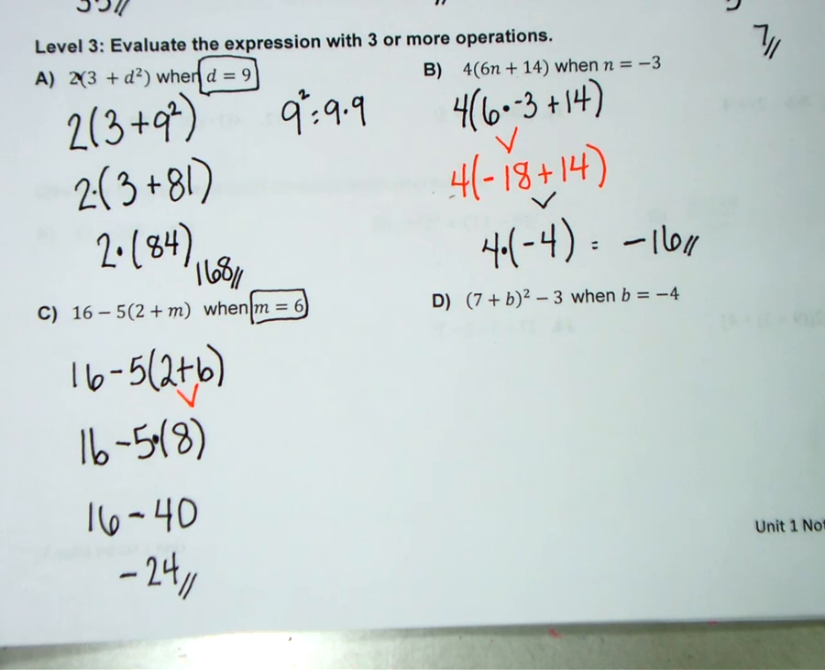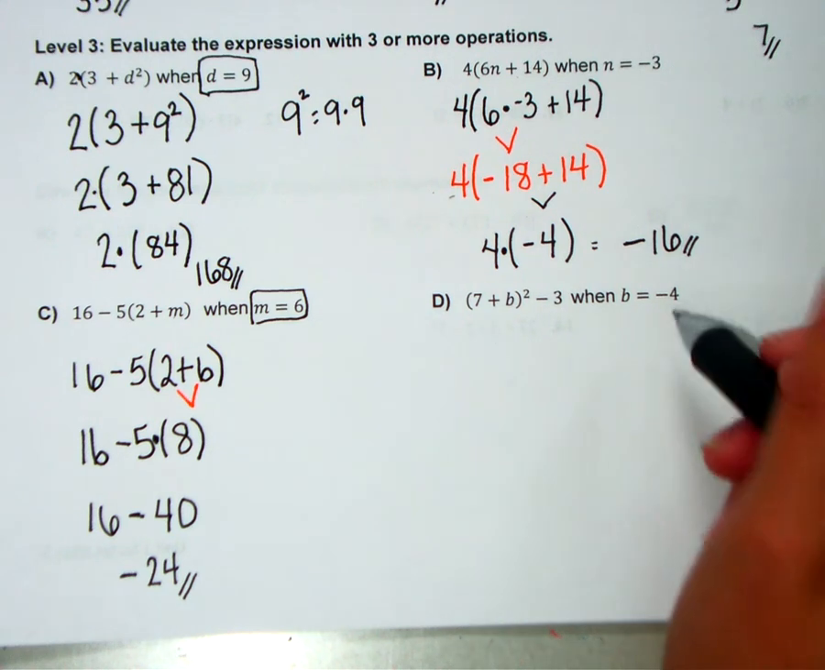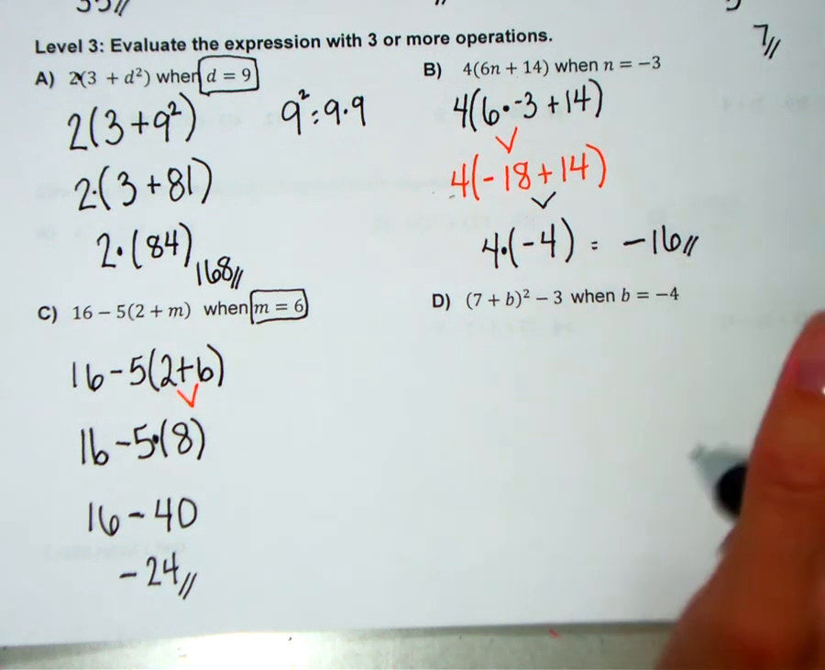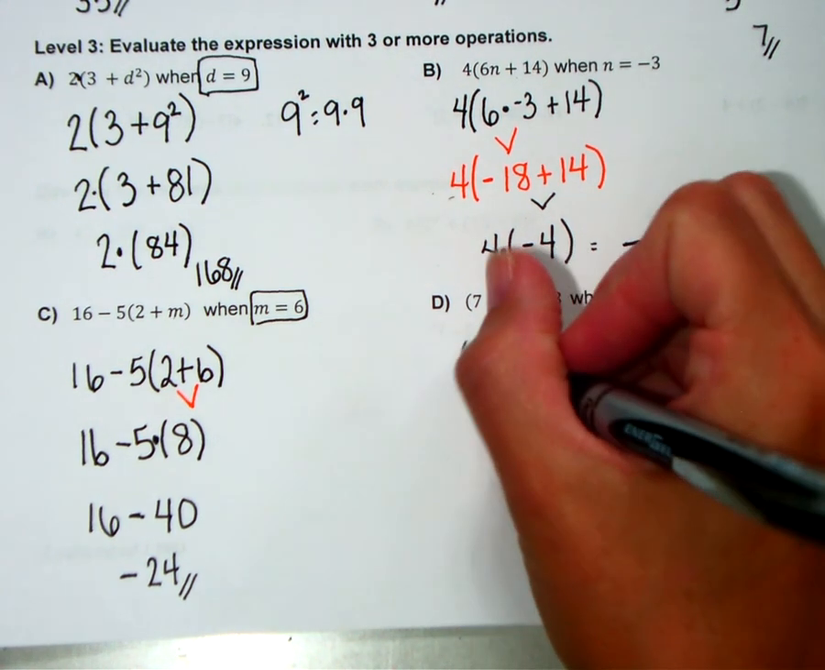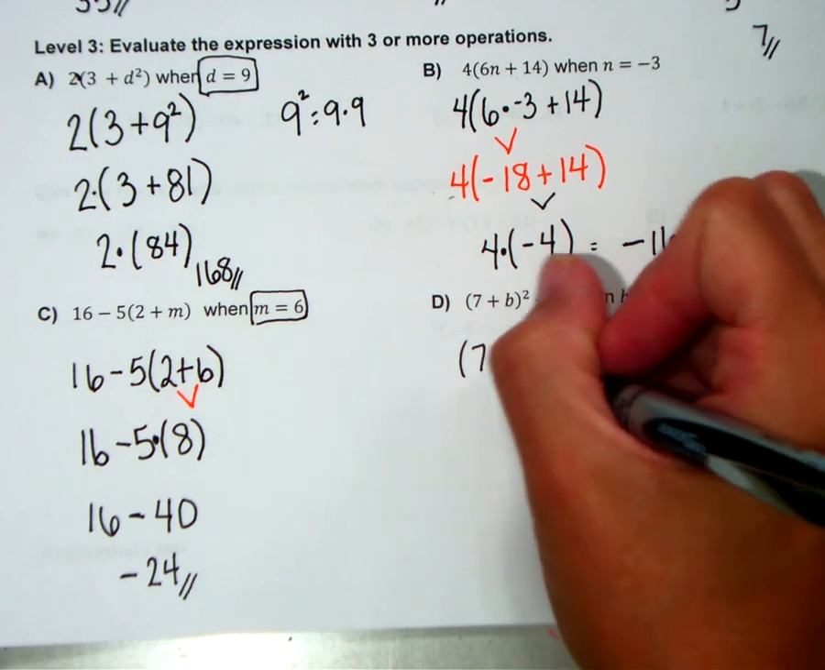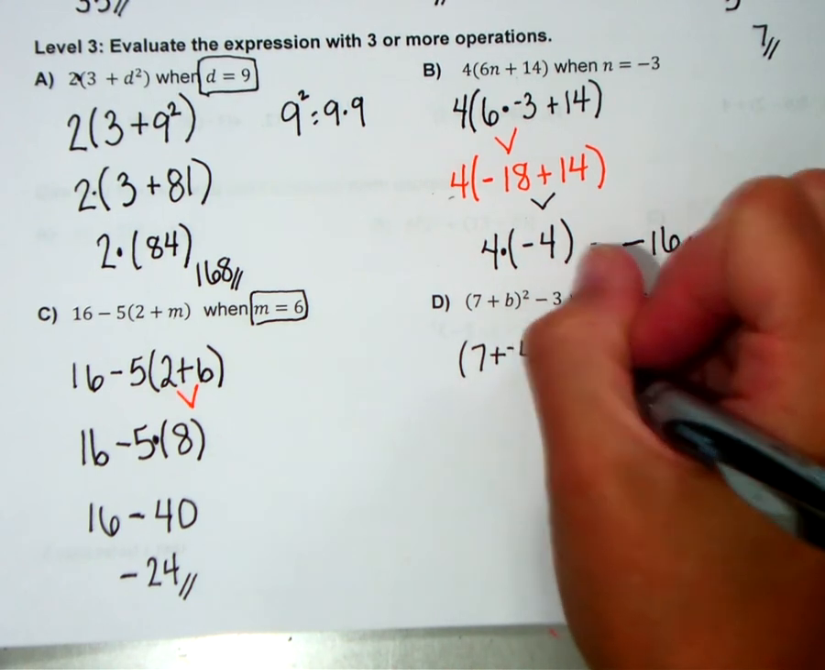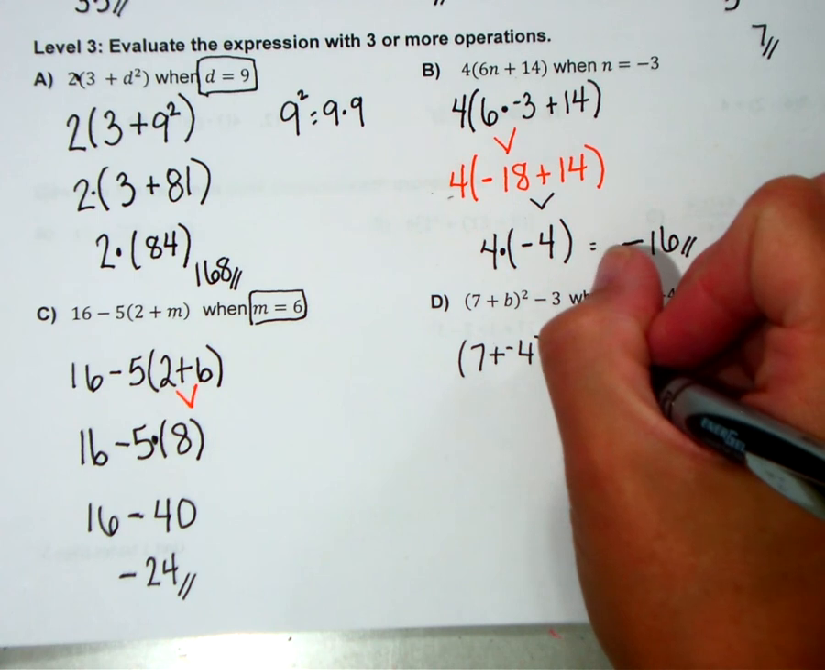This would be a good time to pause the video and try this last one before I do it, but there is a tricky part in this problem because of the negative, so just be aware of that. Don't be too hard on yourself if you don't get the answer 100% correct, but you can always pause the video right here and test out, see if you can do this problem on your own. First thing we're going to do is replace b with negative 4. So it's going to be 7 plus a negative 4. Don't forget to put that squared up top.